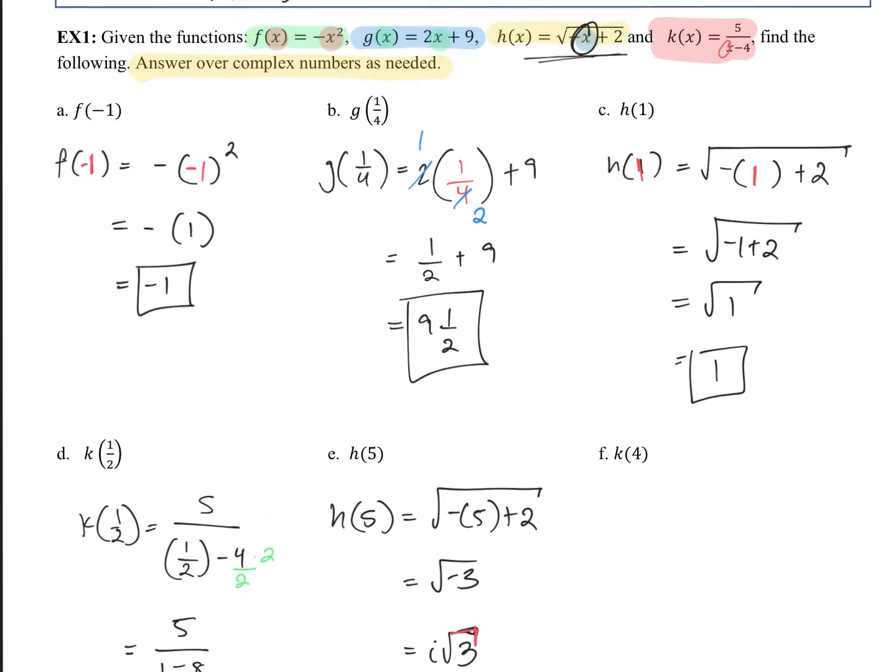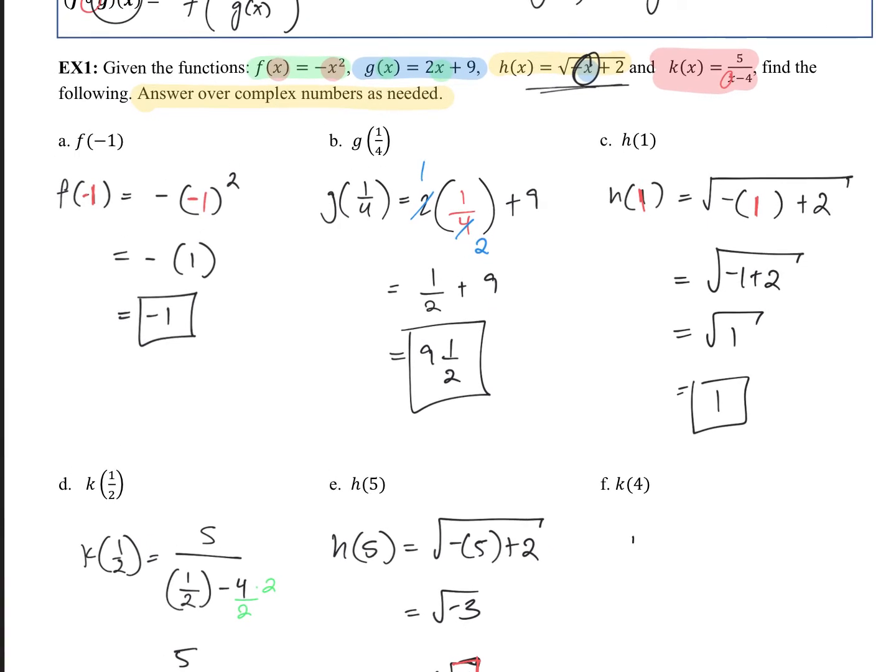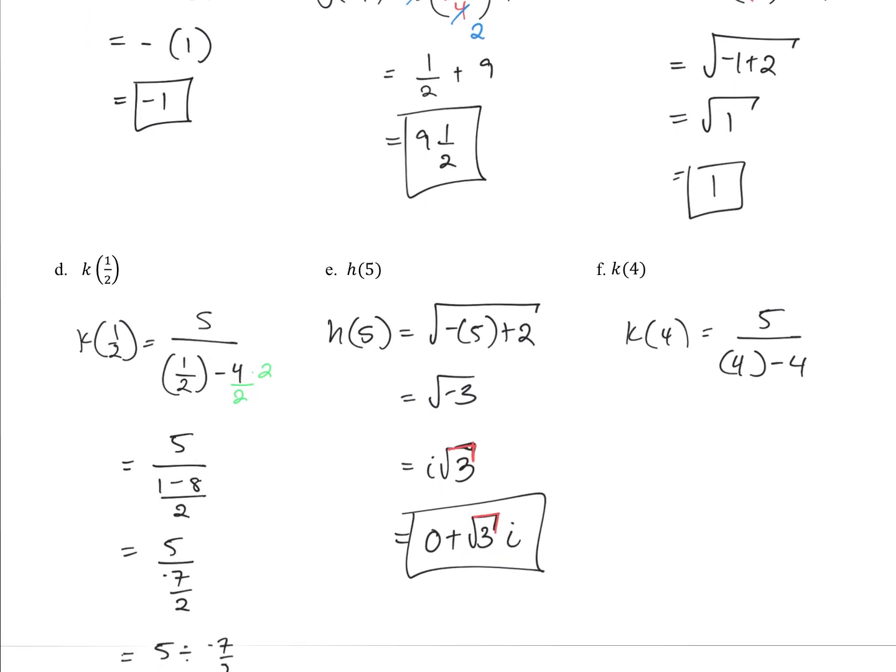And then we have k of 4. So k, once again, is that fractional function. So k of 4 is going to equal 5 over my x value, replacing with 4, minus 4. So that's going to equal 5 over 4 minus 4, which is 0. Ooh. So we have two options. We have a number over 0 or 0 over a number, and they have different answers.